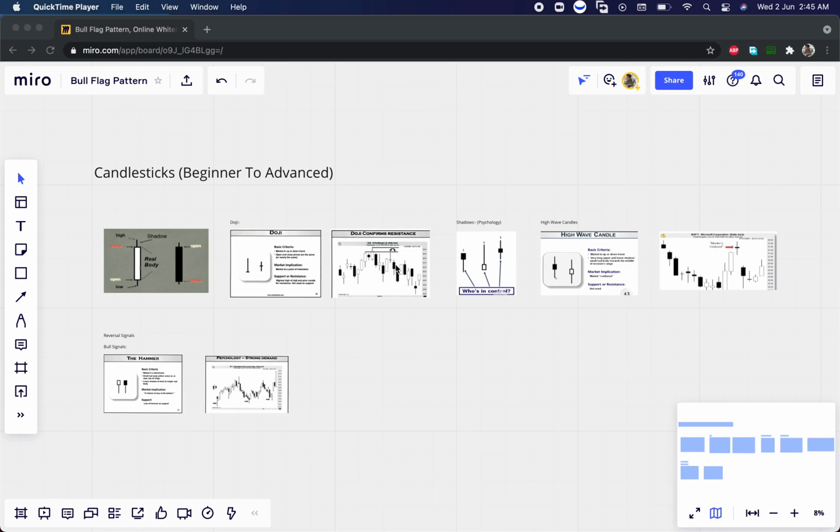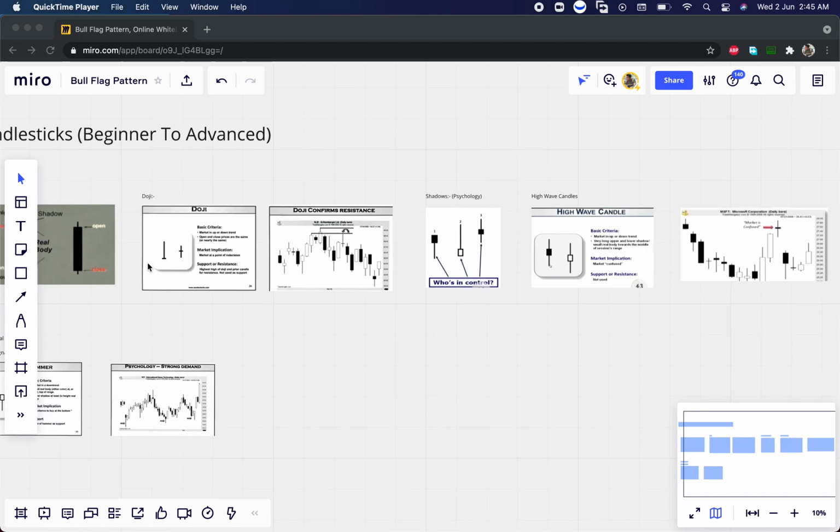Okay guys, today we will be discussing candlesticks from beginner to advanced level. This will be a multiple part video. So we will start with the basics and then we will go on forward. Okay, so let's start.